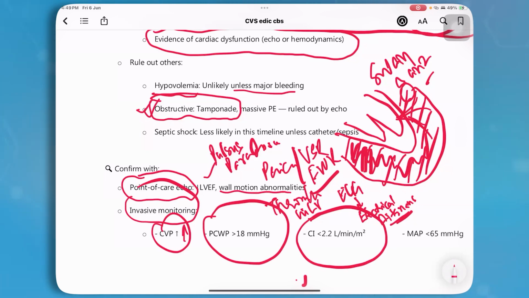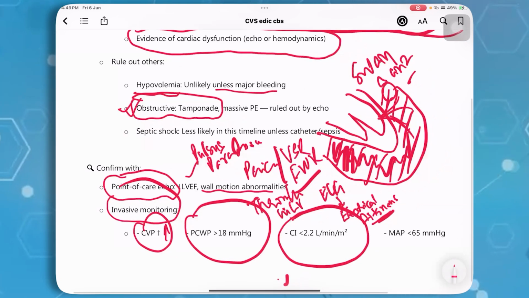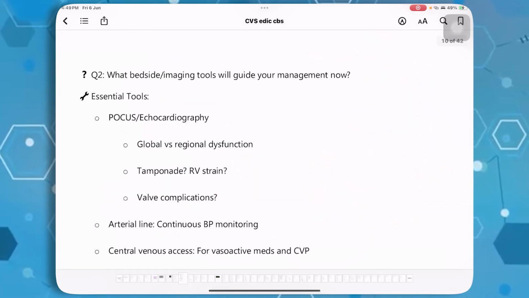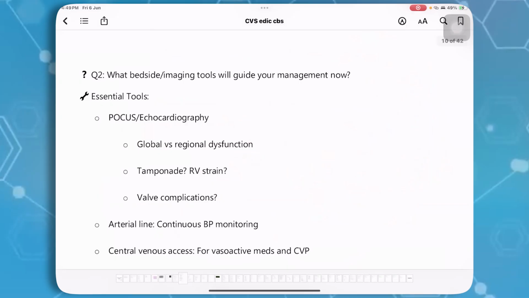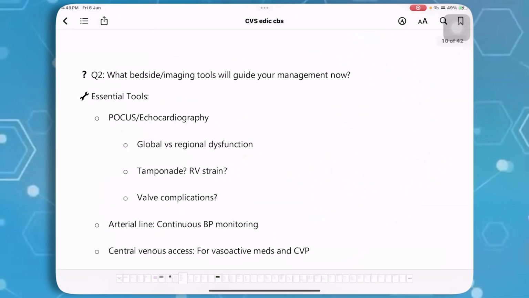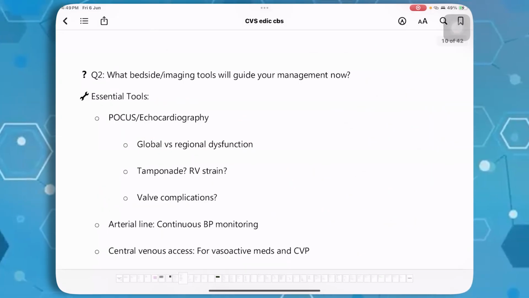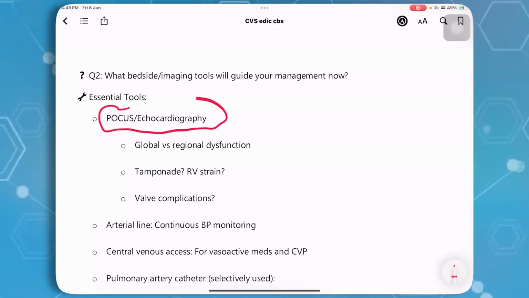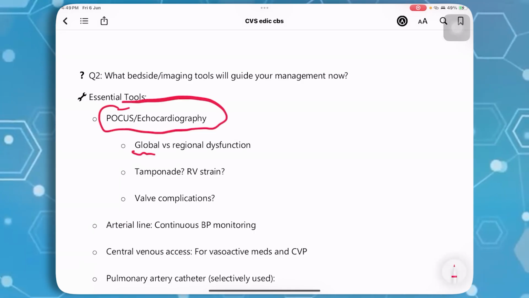So the next question was, what bedside imaging tools will guide your management now? So the most essential tools are POCUS, that is point of care ultrasound or echocardiography. It will tell you about the global versus regional dysfunction, presence of any tamponade or right ventricular strain. Now, right ventricular strain is seen in which kind of condition?